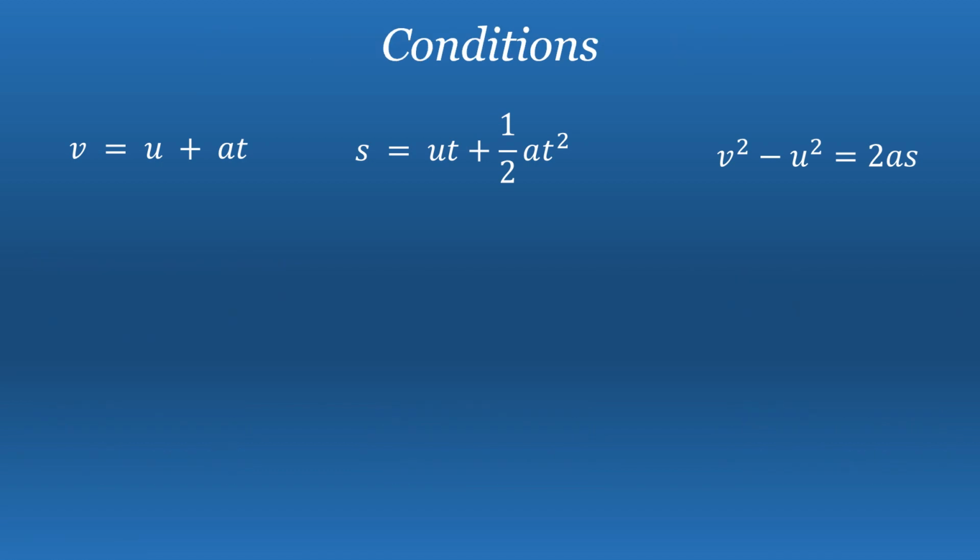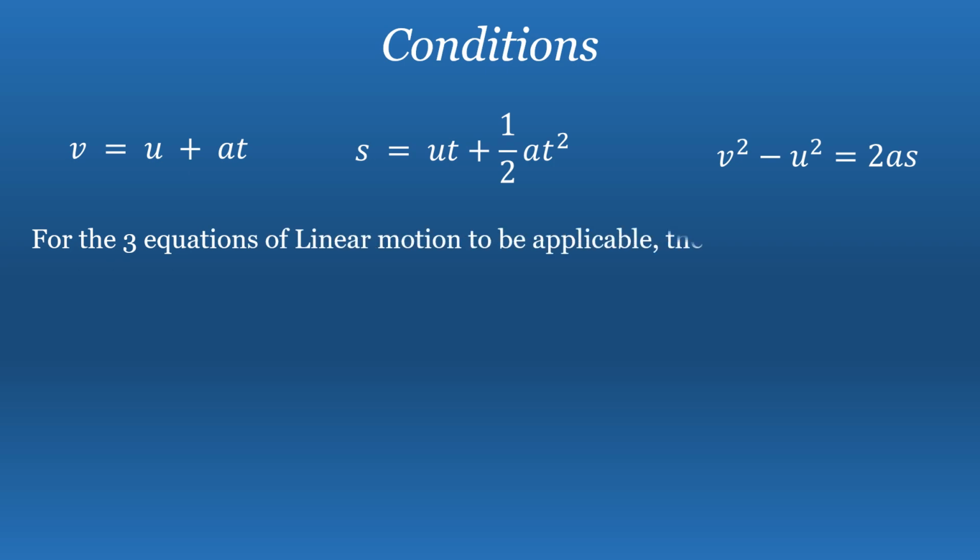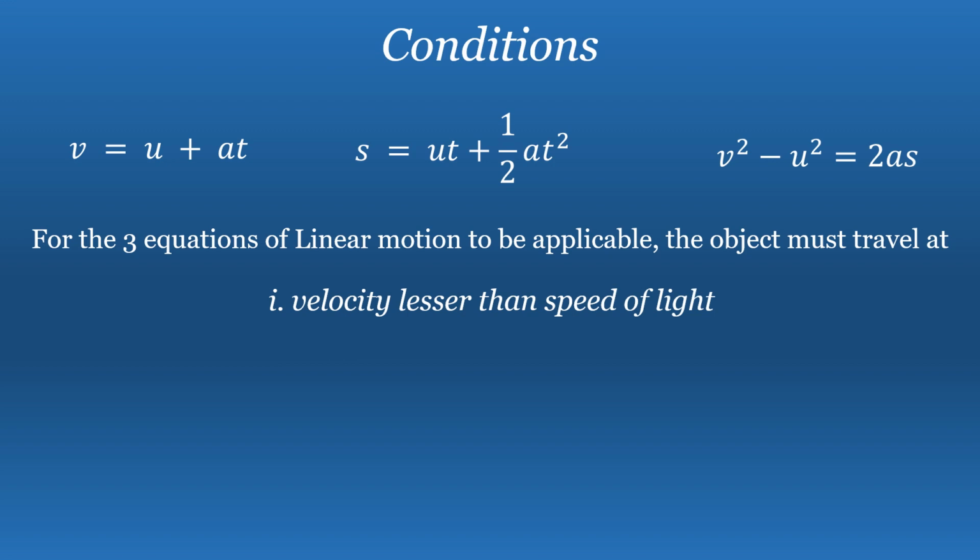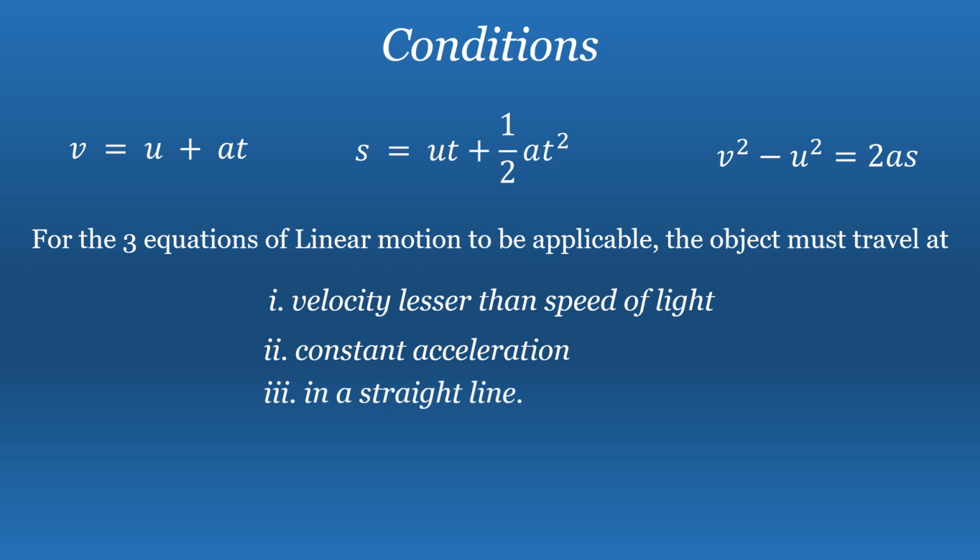And there is a very important concept, that is, what are the conditions required to apply these equations. We can't apply these equations everywhere, right? There are some conditions which we have to follow. The first one is the velocity of the object should be lesser than the speed of light. The second one is the acceleration should be constant. What constant acceleration is, I'll discuss in the next video. And the third is the object should move in a straight line.